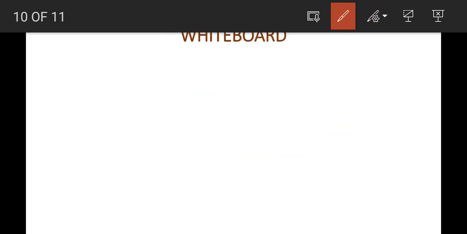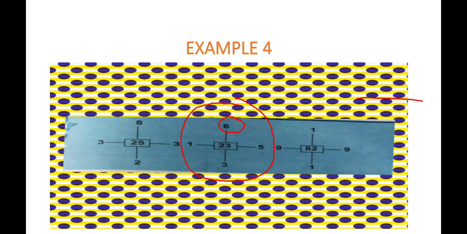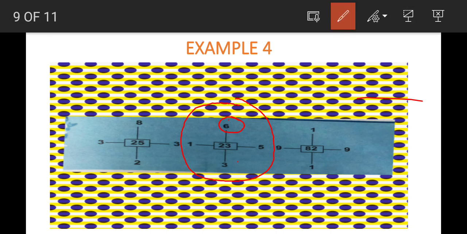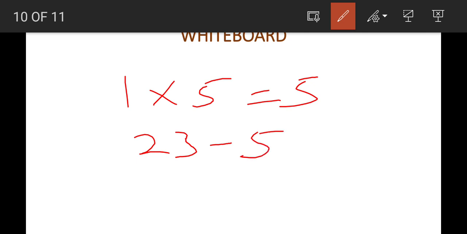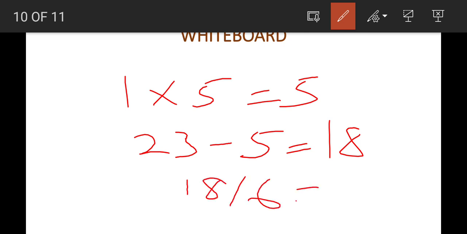Let's erase this. Assuming we are looking for the 3 place, what do we do? Let's go to the board, sample. Assume we are looking for this 3. What to do is 1 times 5, which is what? 5. Then that 23 at the middle minus 5 will give us what? 18. Next step is now division. 18 divided by 6 will give you 3.